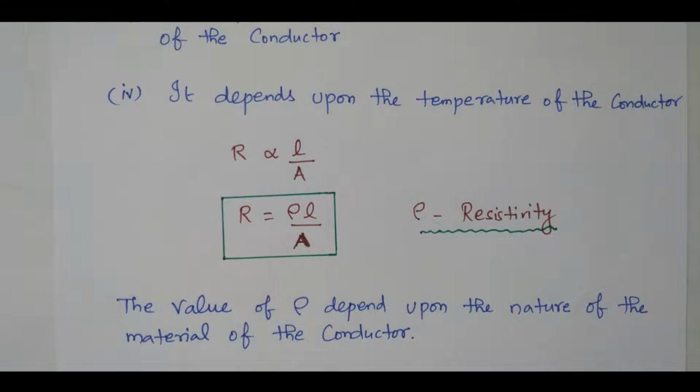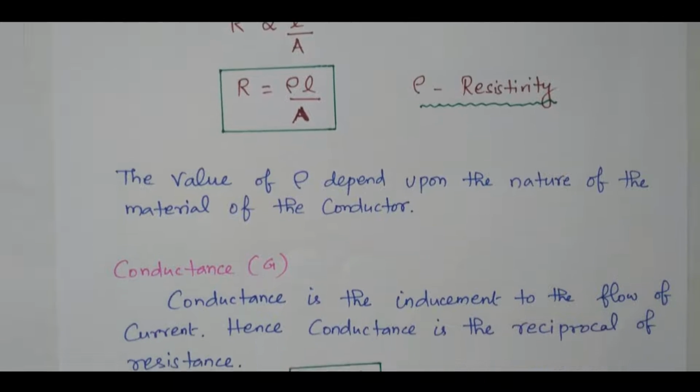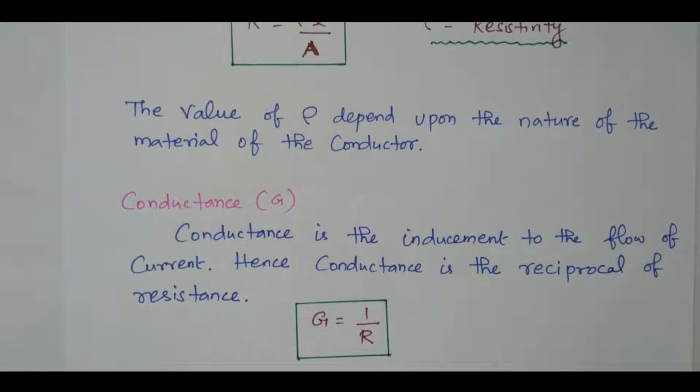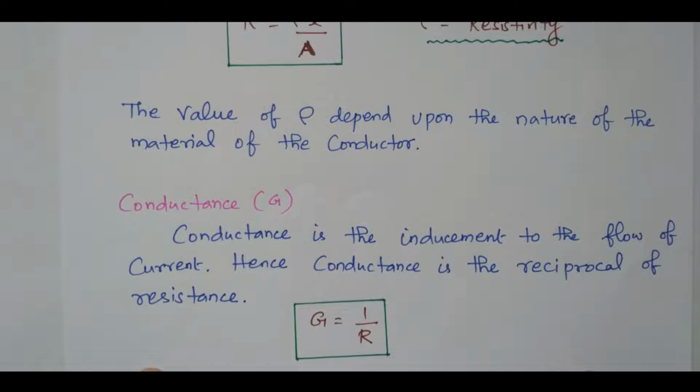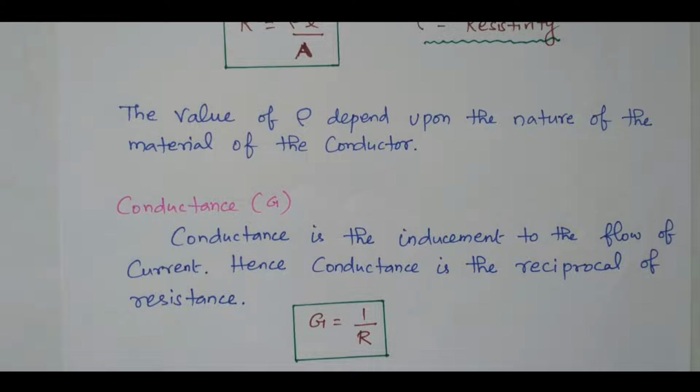Similar to resistance, we have conductance; the inverse one is the conductance. Resistance means opposing the flow of current. Conductance means it allows the current to flow in the conductor. The term is G. Conductance is the inducement to the flow of current. Hence conductance is the reciprocal of resistance. Resistance will oppose the flow of current, but conductance will induce the flow of current. So both are inversely proportional, reciprocal. So G equal to 1 by R. Resistance, this is conductance.